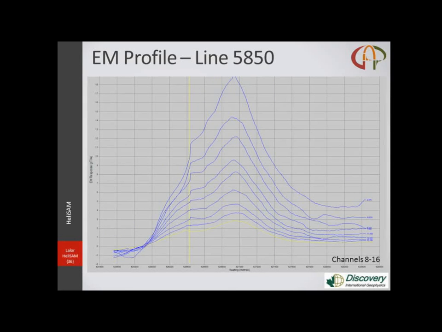And the last line. And as I mentioned, you can see some cultural effects due to the mine site on that southern flank of the response. These are just channels 8 through 16, so the later channels. So the noise level, if you kind of look at this, is about 0.1 picoteslas per amp.